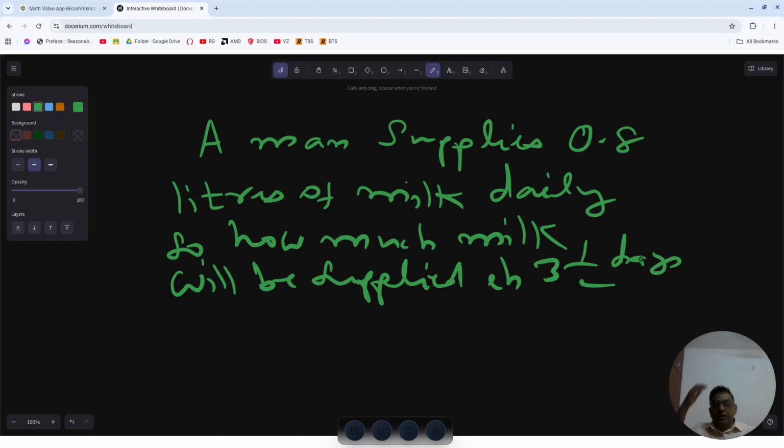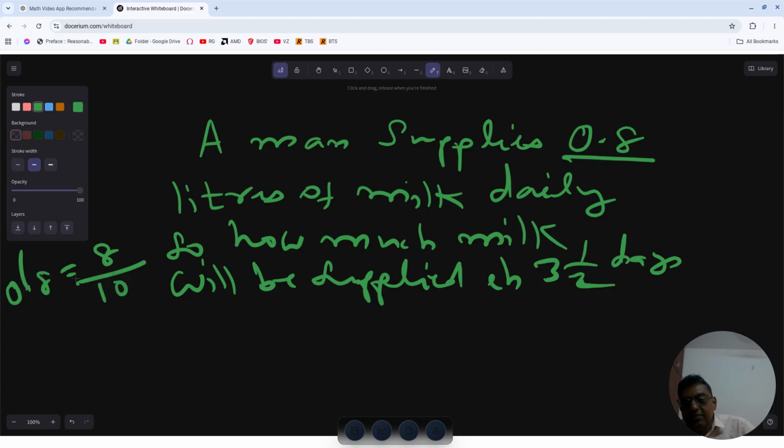Now, here I have given some hidden tricky things in this. First of all, I have not given a fraction, I have given 0.8. Converting 0.8 into a fraction is easy. You remove the decimal, you put the 8, you put one line like this, and after the point there is only one digit, so 10 will come here, because the number of digits after the point means that many 0s will come in the denominator. That means in one day a man is supplying 8 by 10 liters of milk.